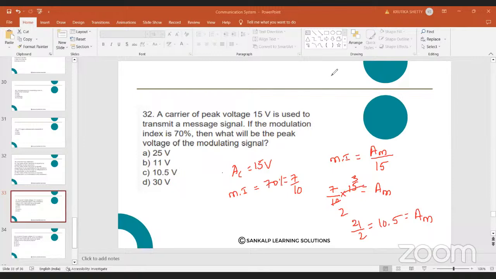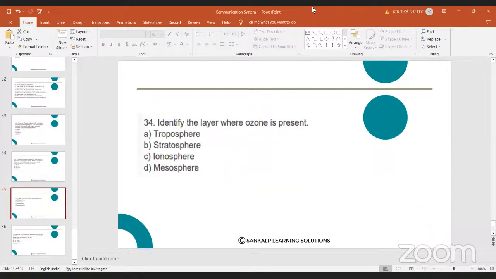Then the next question, sorry, this is repeated. Layer where ozone is present: troposphere, stratosphere, ionosphere, mesosphere. Identify the layer where ozone is present. Yes, it is stratosphere.